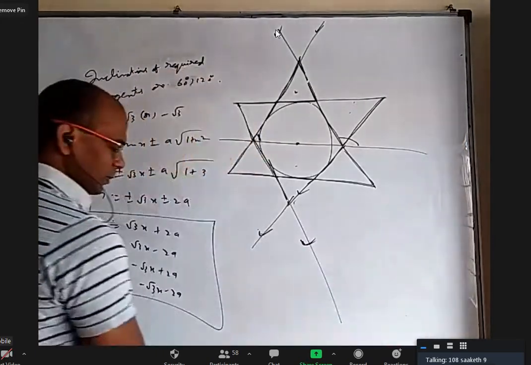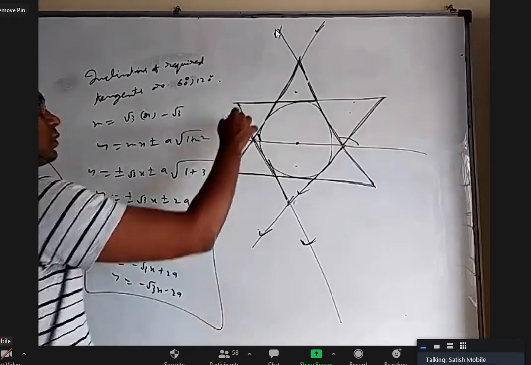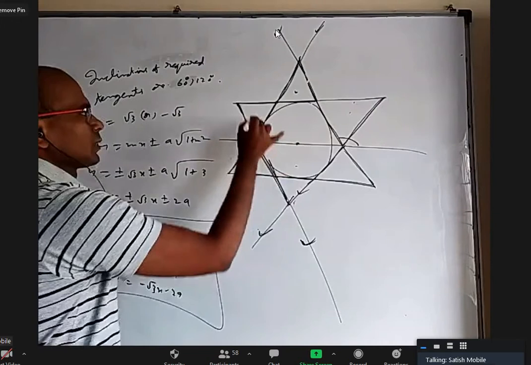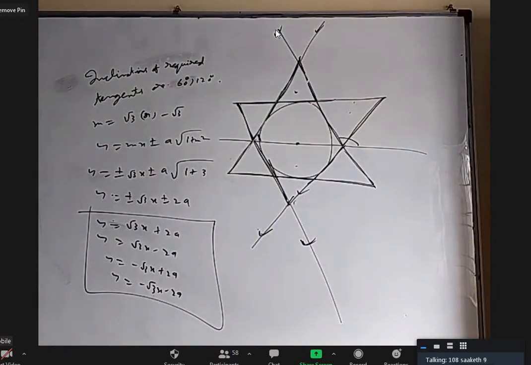Sir, that small triangle, how can we say that the third side is a tangent, sir? Oh, this side, if you extend it, is it touching? This side you extend, it is touching, this is a tangent. All are tangents, right? Yes, sir.